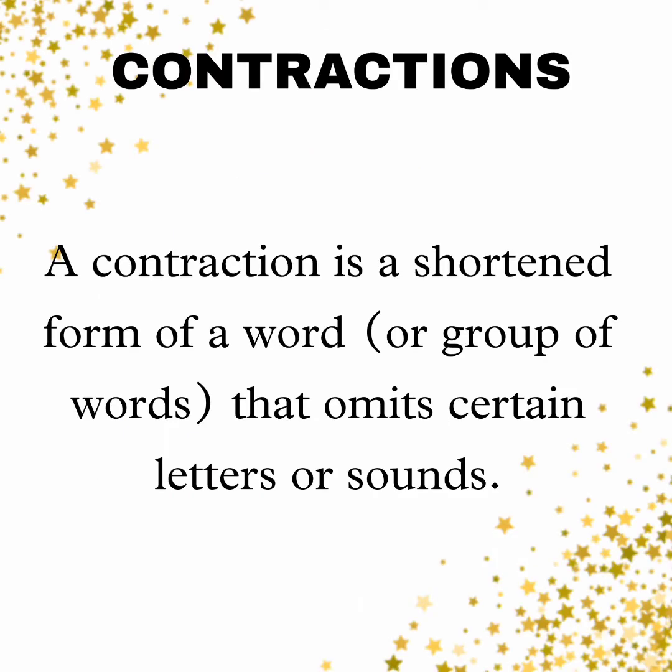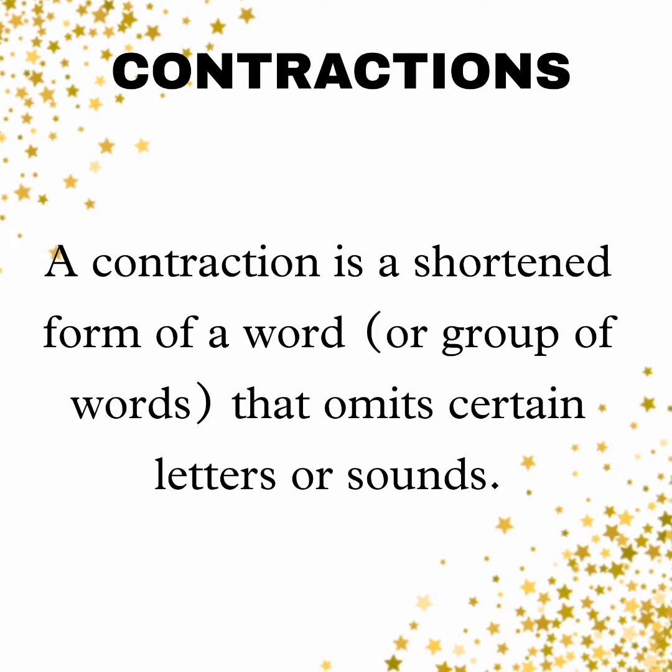A contraction is a shortened form of a word that omits certain letters or sounds. This means that to make a contraction, a word or a group of words is there, and to shorten it, we have to omit a few letters or sounds from that word. Only then can it become a contraction. In short, this is the short form of a word.